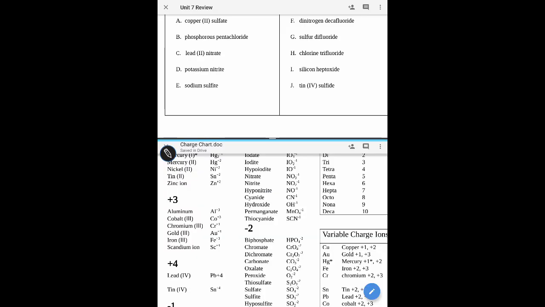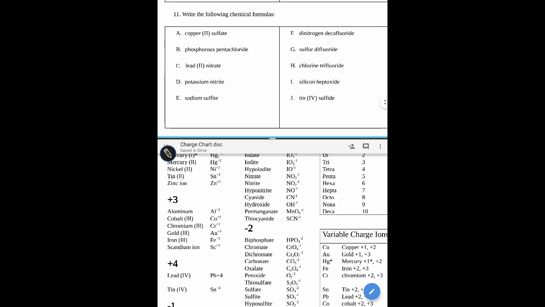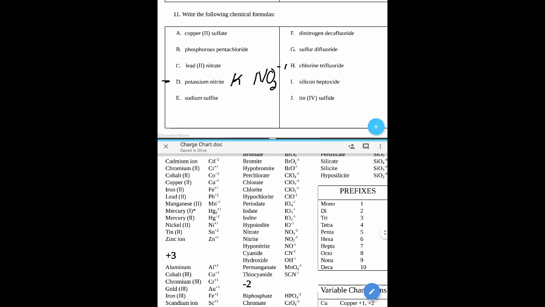All right, so we're going to do some formula finding. Now, we're going to start with potassium nitrite. Our first step is to identify the two parts of the formula. The first is potassium, and the second is nitrite, which is NO2 minus 1.